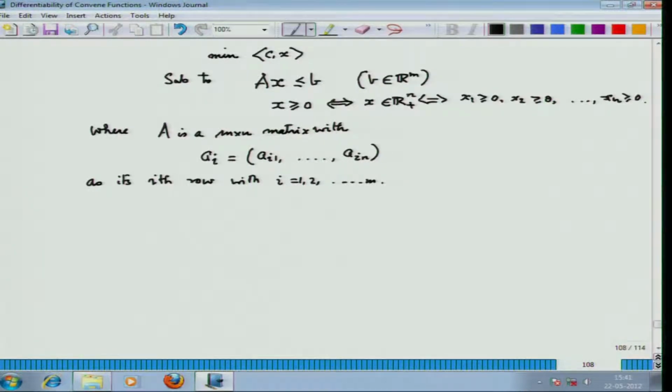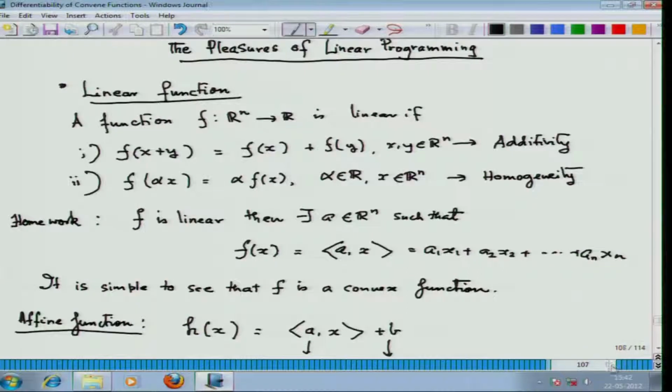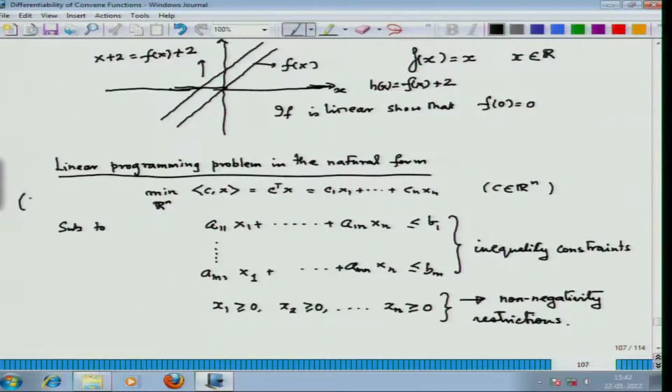Now, the important question: why do you need constraints to define a linear program or linear programming problem? This is usually called LP in the canonical form, so I will just say LPC. So, why do you need constraints to define this problem?